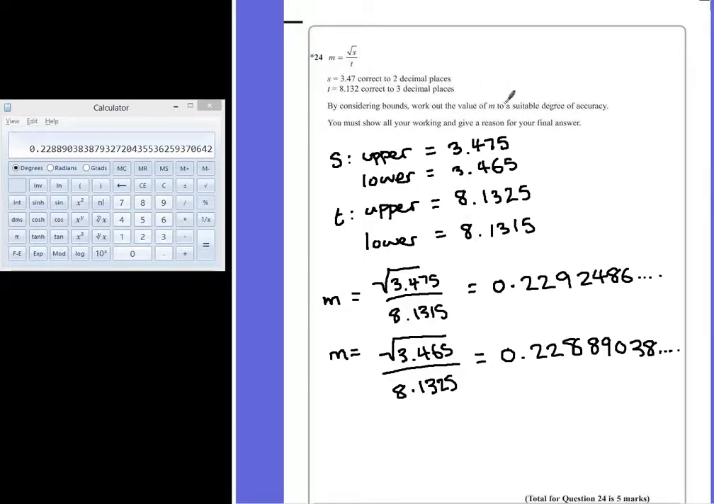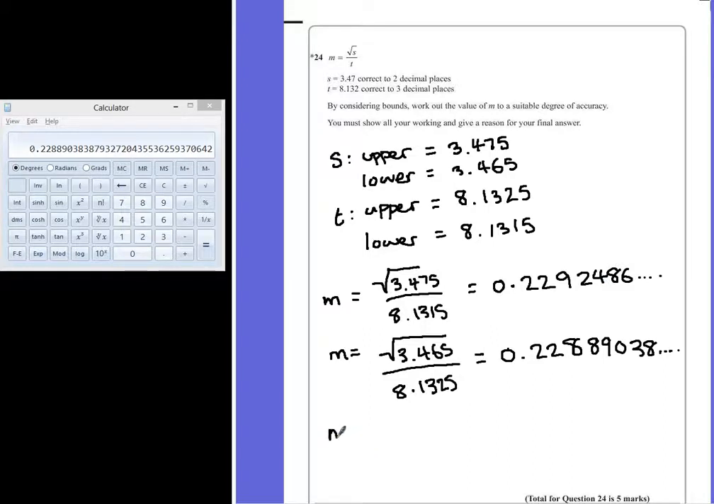We're asked to say, by considering bounds, work out m to a suitable degree of accuracy. So if we wanted to give a number that both of these could be rounded to, we could say 0.23, but also it could go to 3 decimal places, which would be 0.229 in both cases. After that, the first number would be 0.2292, the second one would go 0.2289, which are completely different. But both of these values can be rounded to 3 decimal places.